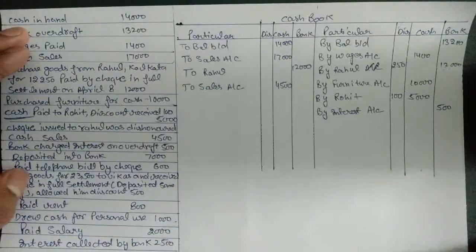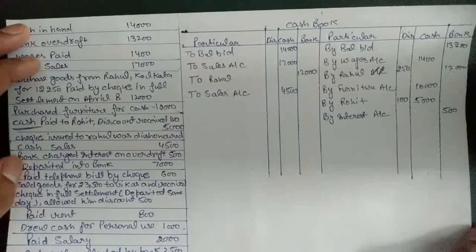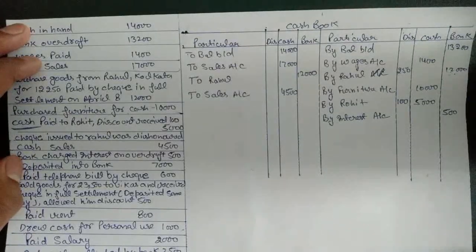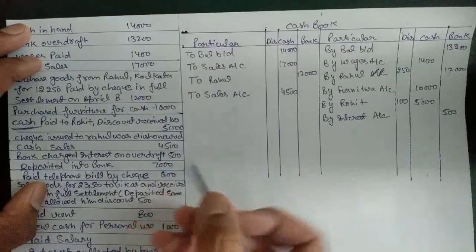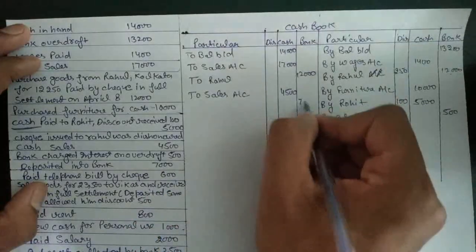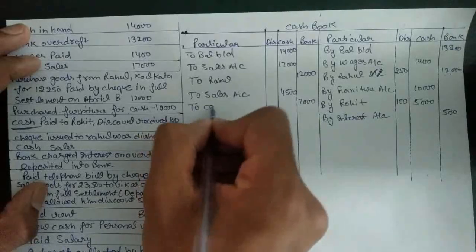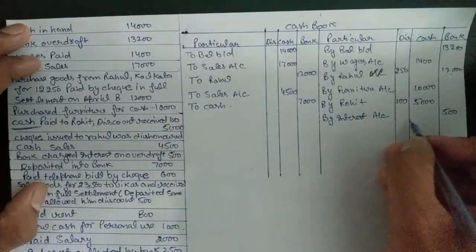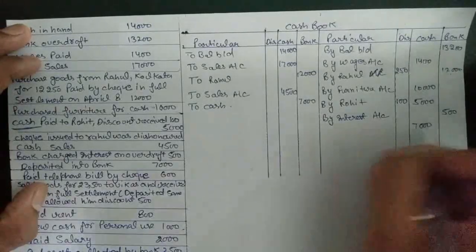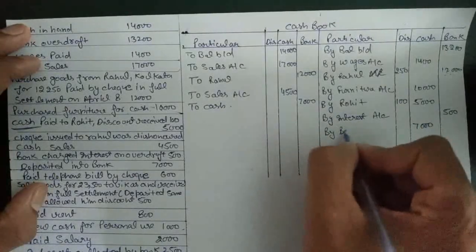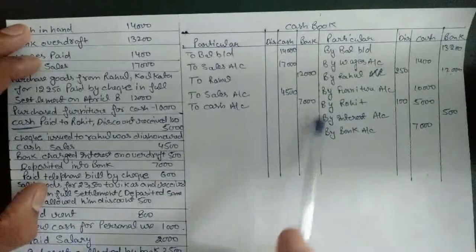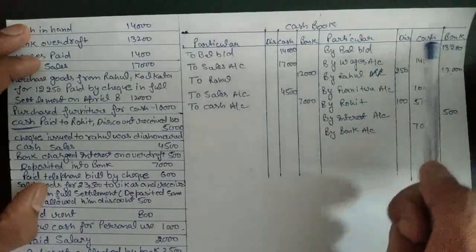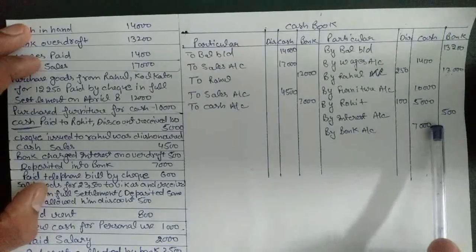Our next entry is deposited into bank. That is a contra entry. As I told you, we have two contra entries. One is deposited into bank, second is withdrawal from the bank. So when we are depositing into bank, we need to increase the bank by 7,000, to cash, and we need to reduce cash by 7,000, by bank, because we are depositing money in bank, so we will increase bank, and we are depositing cash into bank, so we need to decrease the balance of cash in our accounts.